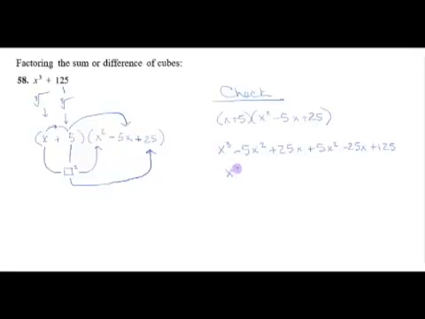Collecting like terms, I have an x cubed. Negative 5x squared and positive 5x squared cancels out. 25x and negative 25x cancels out, and so I just have the positive 125 left, which is exactly what we started with, so we know for sure we have this factored correctly.